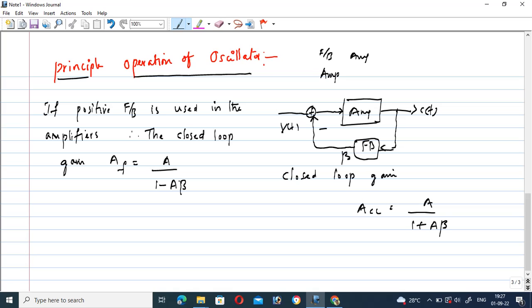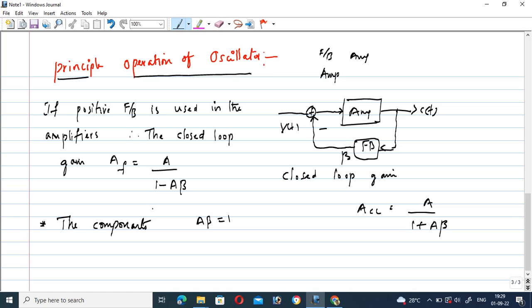Suppose the components in the feedback circuit are selected. That is very important here. The components selected are very important. The components used in the oscillators are selected such that A beta must be equal to 1. This is also called the loop gain. Okay, if the loop gain is equal to 1, therefore AF becomes infinity.